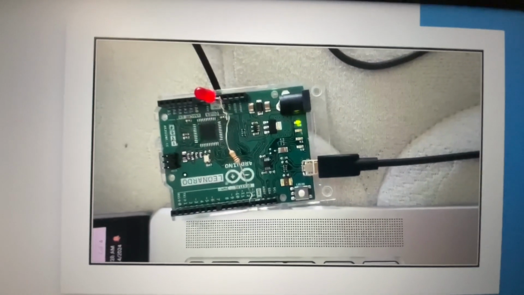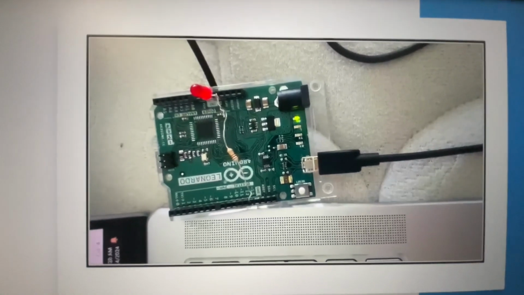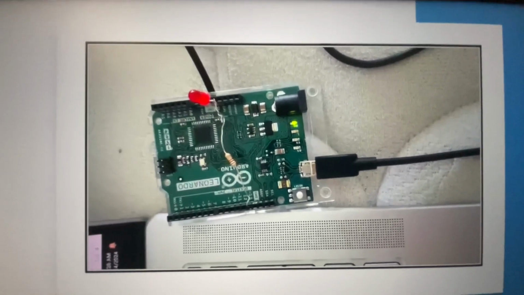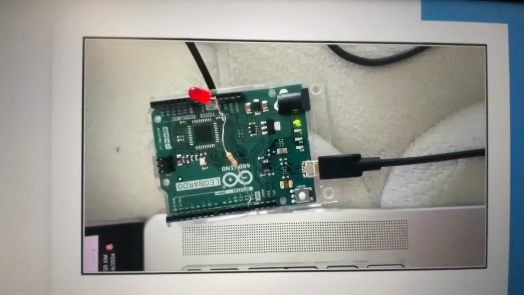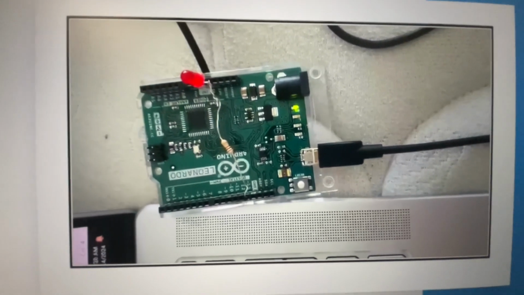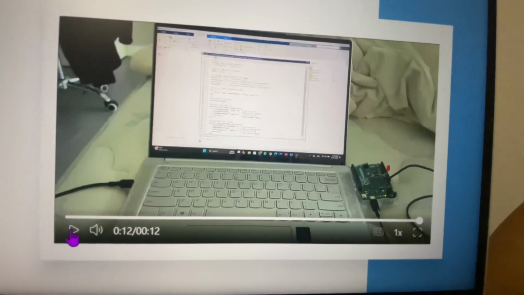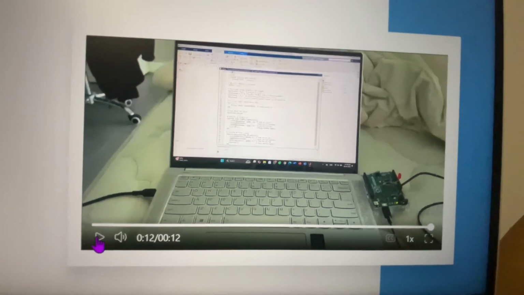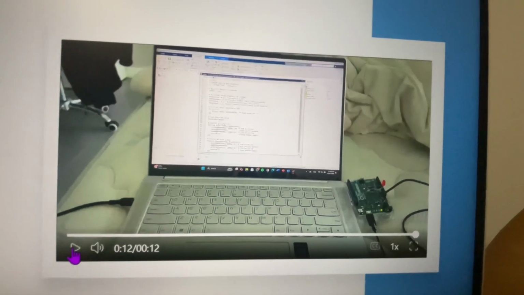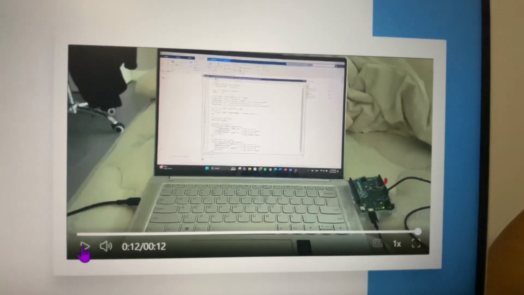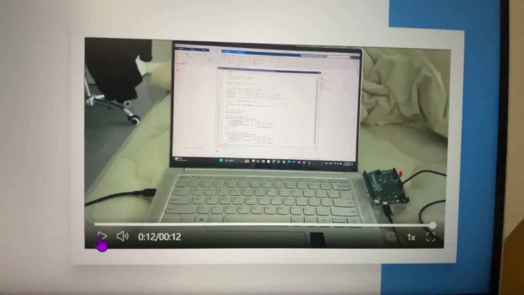Those 3 blinks represent the letter O in Morse code, which is 3 dashes, so that will be the light blinking 3 times. This is a more panoramic view of the previous video, where it shows our MATLAB code running and our light blinking 3 times.